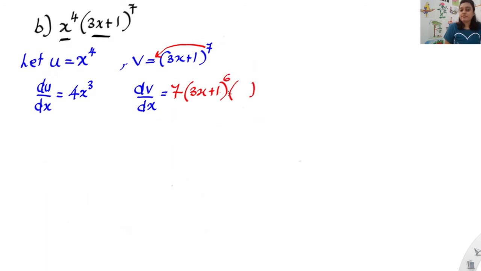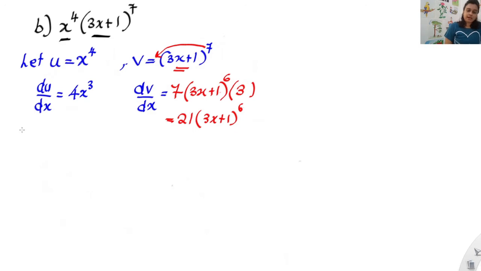Then differentiate inside the bracket. When you differentiate 3x plus 1, what do you get? You get 3. So now your answer is 7 times 3, you get 21. Copy back 3x plus 1 power of 6. So we are done until there.